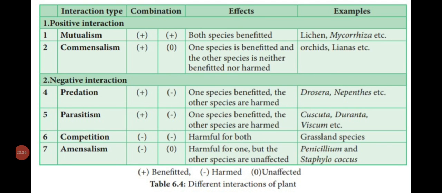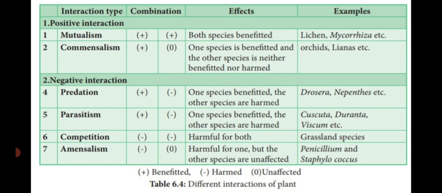Dear students, see the table column. It's very important for 1 mark and 2 mark questions. Different interactions of plants. What are the 2 interactions? Positive interaction and negative interaction, isn't it? First one, positive interaction, divided into mutualism and commensalism.